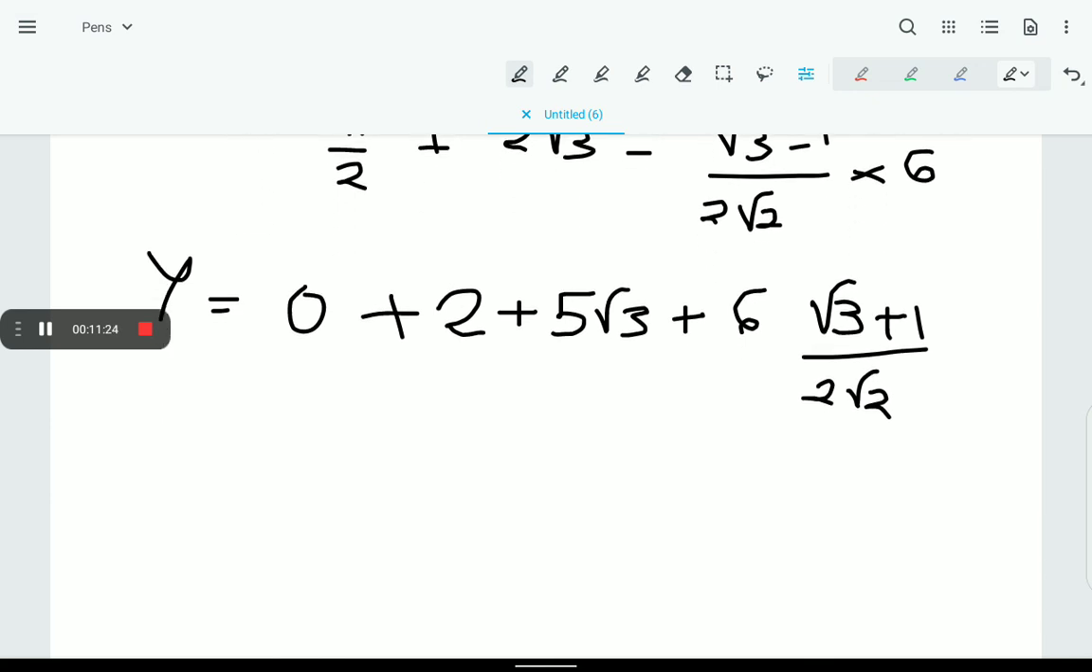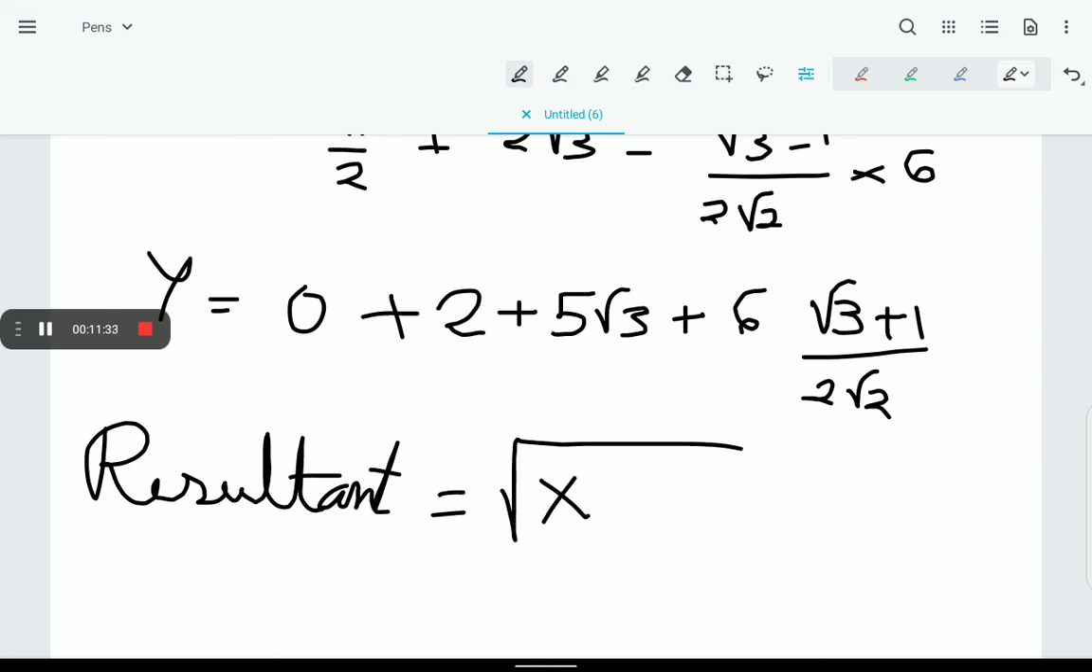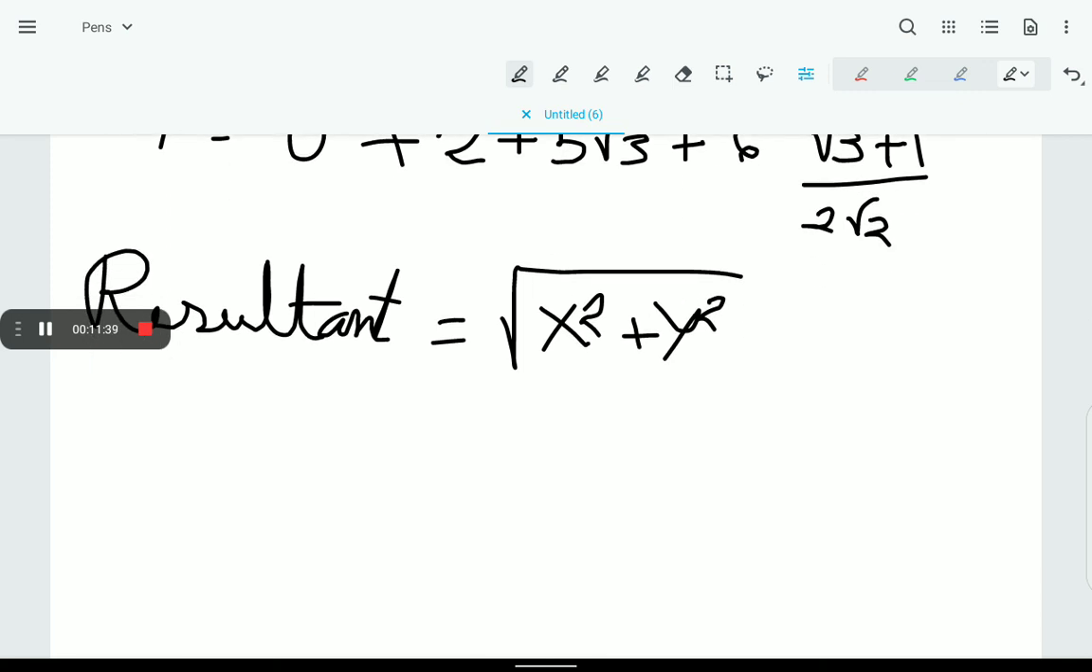Lastly, resultant equal to root over X square plus Y square. You may simplify it and you are done. What about the angle? Angle of resultant with respect to x-axis is equal to tan inverse Y by X.